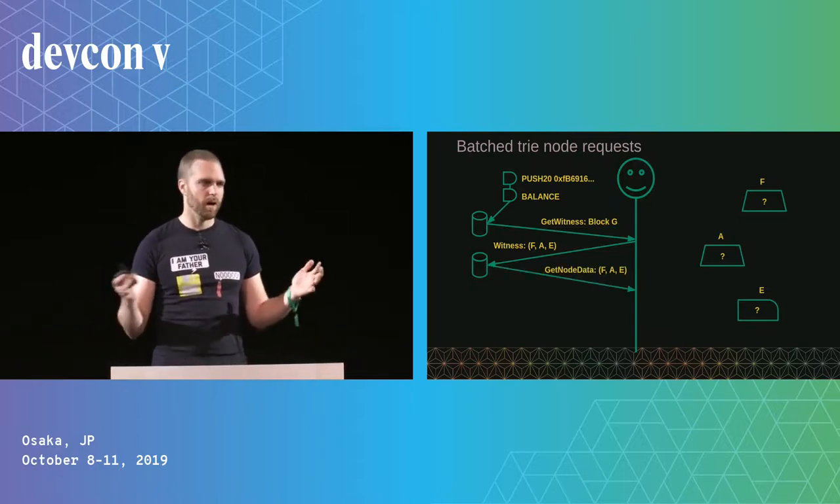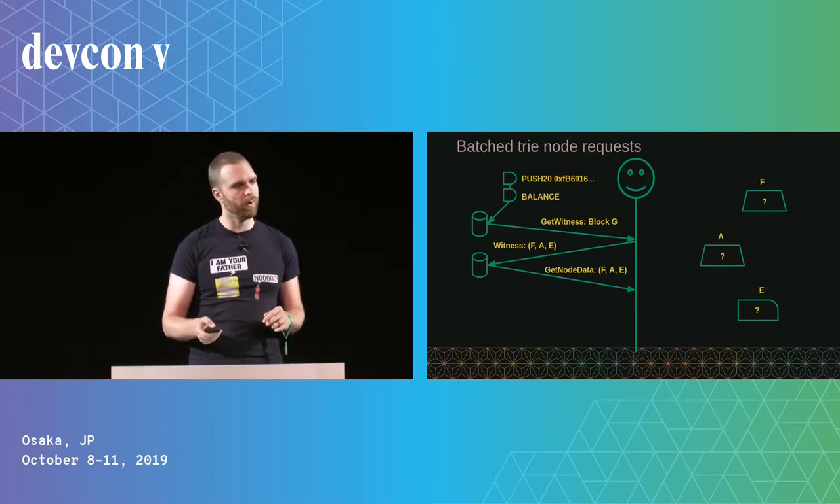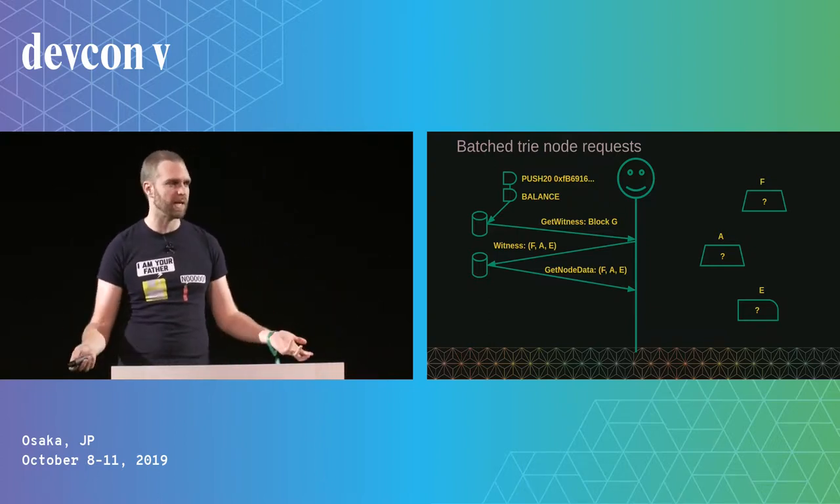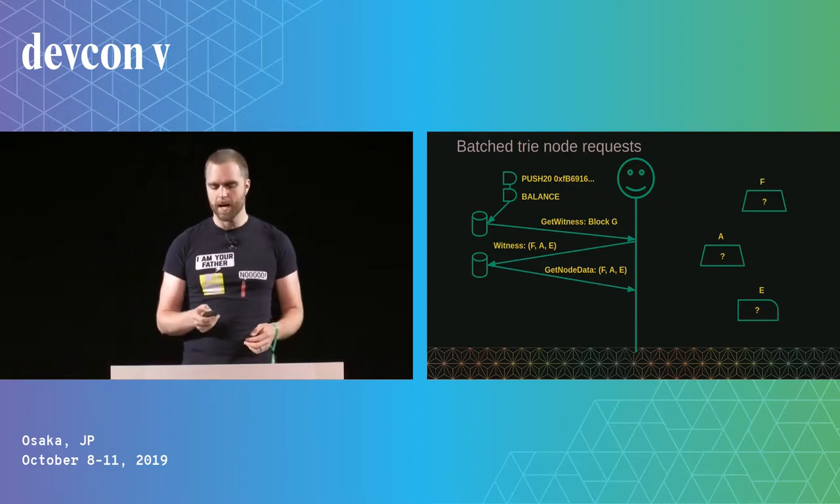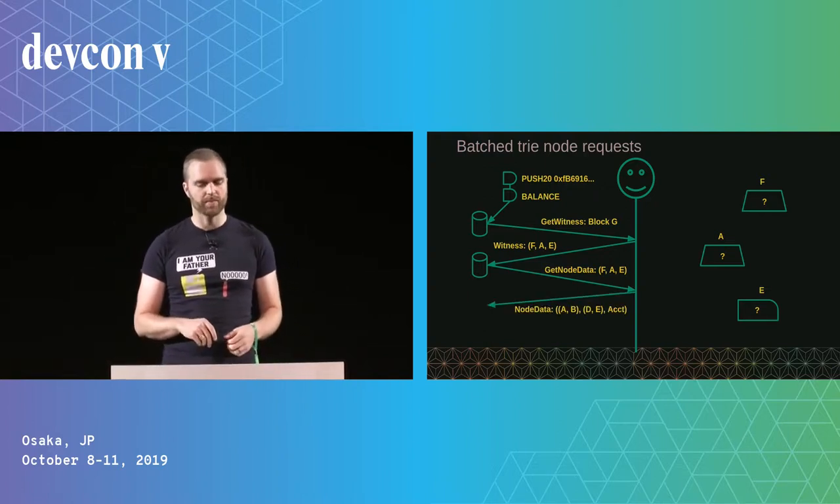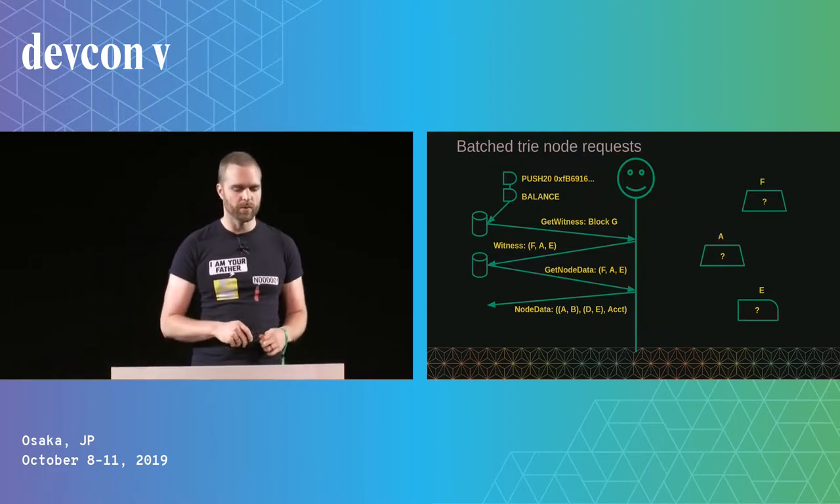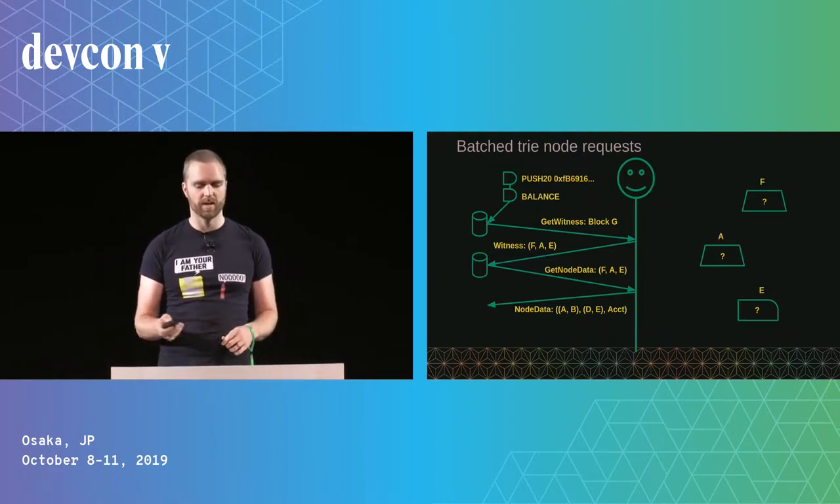So we can batch them together, put them in a single request. We can send it to a different peer. We can split it up and send it to a bunch of different peers. We have a lot of options. And so we get back essentially all the data that was requested in the previous slide.